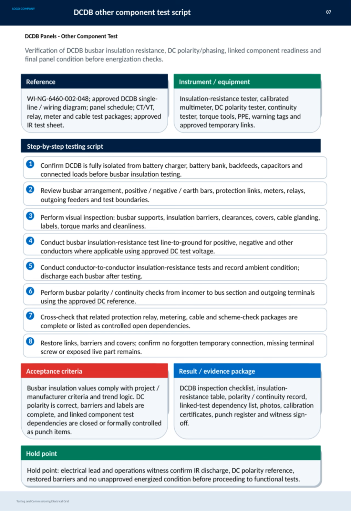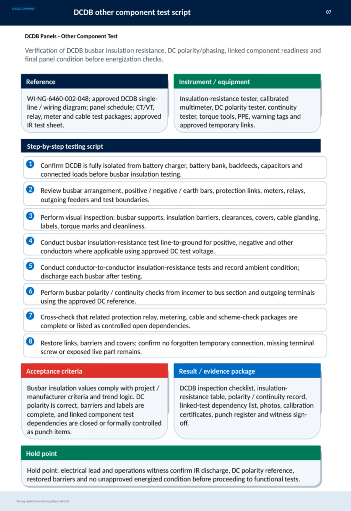Then, conduct insulation resistance tests line to ground on all conductors using approved DC test voltages, followed by insulation resistance tests conductor-to-conductor, noting ambient conditions and ensuring each busbar is properly discharged afterward. Polarity and continuity checks are performed from the incomer to bus sections and outgoing terminals using the approved DC reference. It's also important to cross-check that protection relays, metering, cable, and scheme check packages are complete or listed as controlled open dependencies. Finally, restore links, barriers, and covers, and confirm no temporary connections or exposed live parts remain.